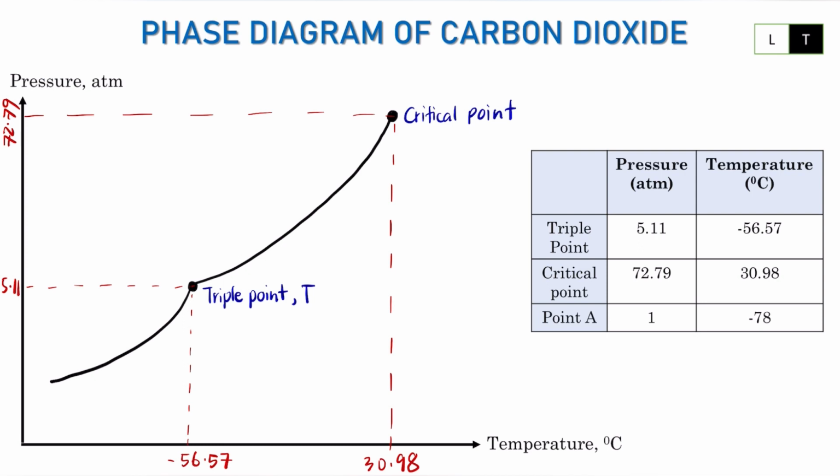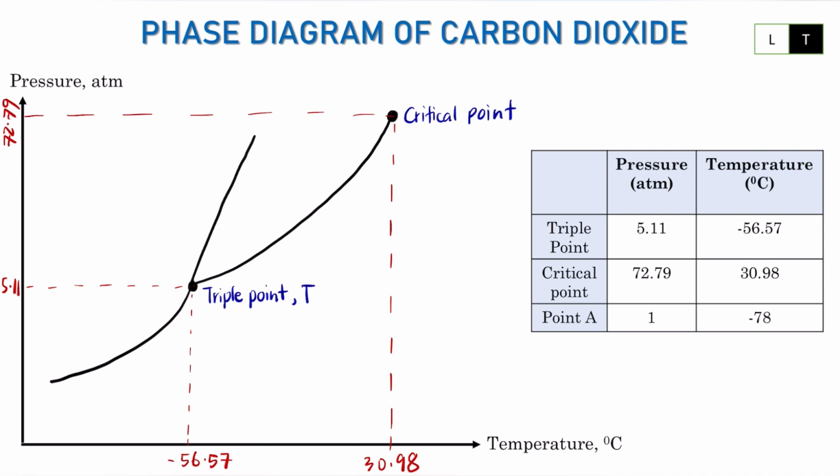Syarat untuk melting line for carbon dioxide, awak mesti buat dia dalam bentuk positive slope ataupun rightward slope, ke arah kanan. So macam mana saya nak buat? Saya akan buat daripada point di sini, this point, triple point ni. So saya akan tarik daripada triple point, saya akan draw saya punya melting line ke arah kanan. So dia macam ni lah.